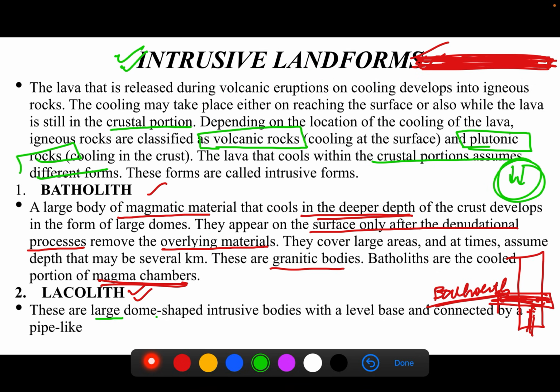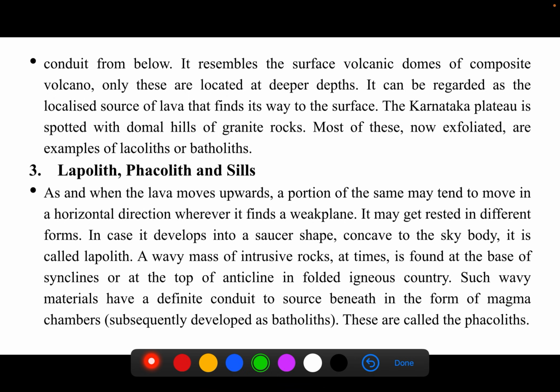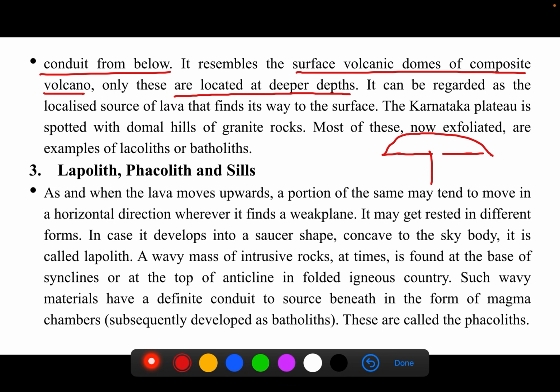Fine, let's study. So these are large dome-shaped intrusive bodies. We have seen that it has a level base and is connected by a pipe-like conduit from below. It resembles the surface volcanic domes of a composite volcano, only these are located at a deeper depth. So these are basically plain-surface dome-like structures connected to the magma chamber through a pipe-like structure. These are like composite volcano.